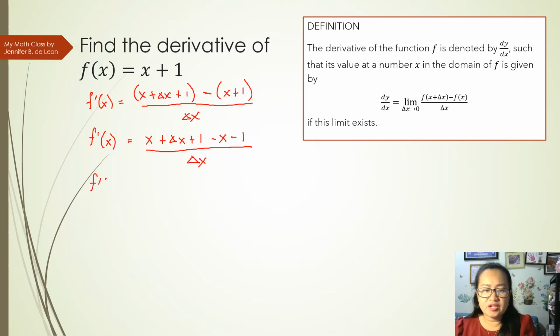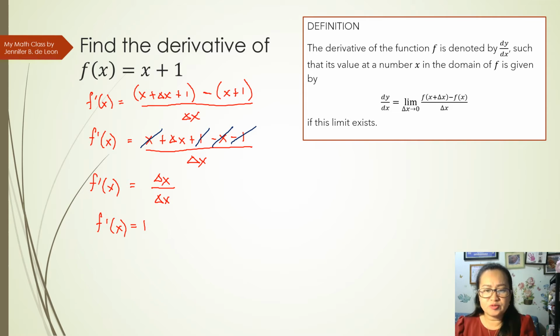Now we simplify the numerator by combining similar terms. So we can cancel x minus x, that's equal to 0. Then 1 minus 1 is also 0. So we only have delta x in the numerator and delta x in the denominator. Now delta x divided by delta x, we will have 1. So therefore, the derivative of f of x equals x plus 1 is 1.